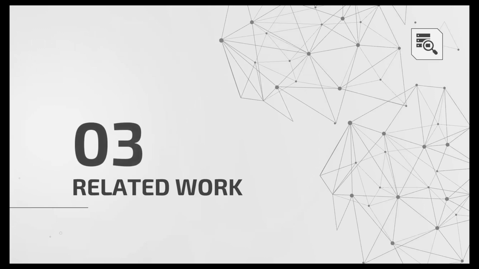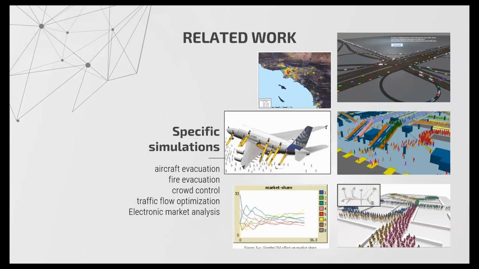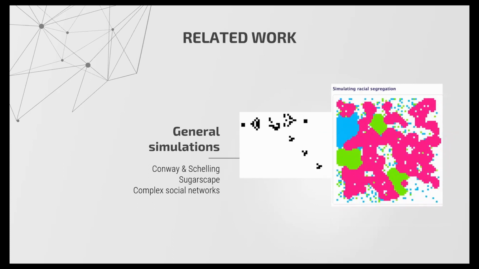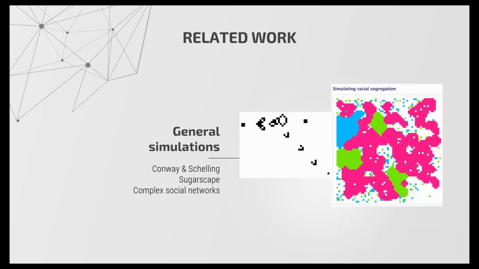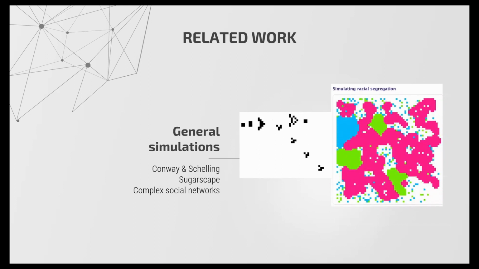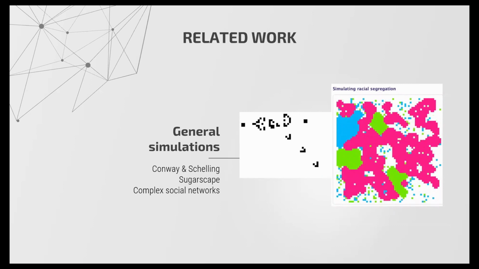I would also like to go through the literature now. We, of course, have specific simulations that seek to optimize a certain specific metric, but they only simulate a subset of society. Some examples of this are evacuations, crowd control, traffic optimization, and market analysis. But where the beginnings of this field actually are, they begin with Conway's Game of Life and Schelling's segregation model. These are notorious basic rule simulations.